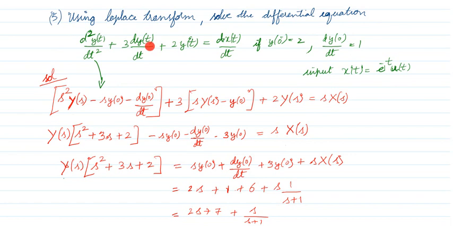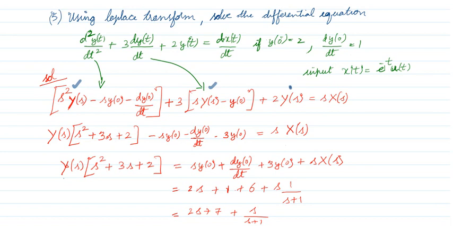Next is 3 dy by dt. 3 is a constant, taken outside. Dy by dt in Laplace transform can be written like this: s into y of s minus initial condition. Then 2y of t becomes 2y of s. Dx by dt is s into x of s. Right. Now take y of s outside from these terms.